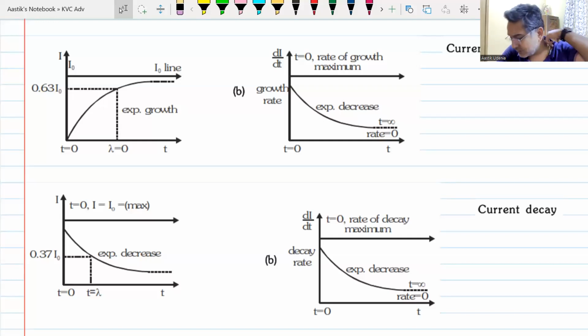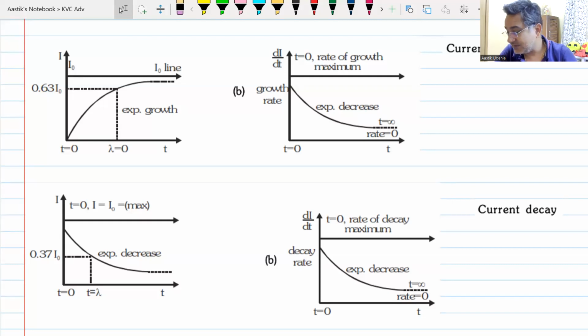Again, coming back to the graph of I with t and di by dt, the first two graphs are for current growth. Remember, even in current growth, the graph of di by dt is the same as the graph for current decay. So remember this, don't get confused. You understand the difference between the two graphs? Yes, sir.